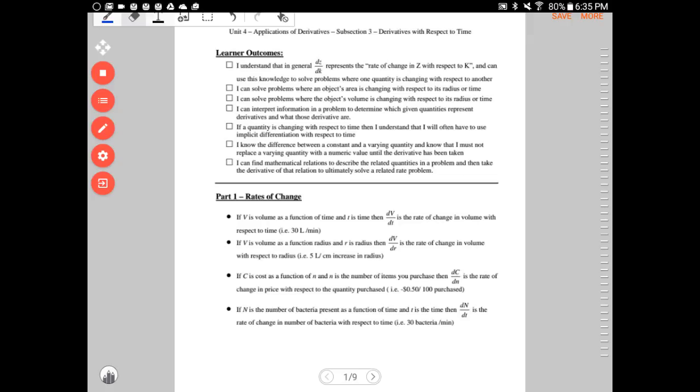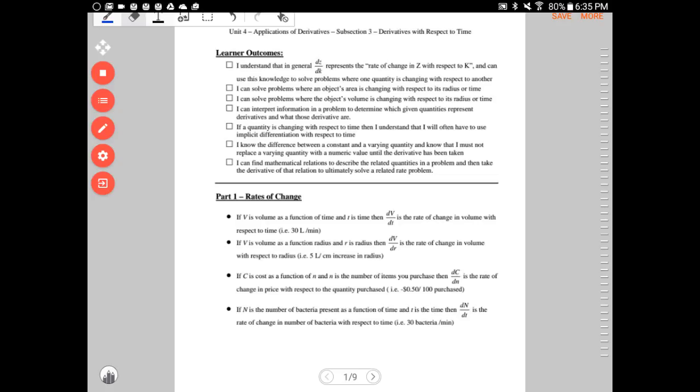If a quantity is changing with respect to time, then I understand that I will often have to use implicit differentiation with respect to time. So implicit differentiation is going to be huge for this section. I know the difference between a constant and a varying quantity, and know I must not replace a varying quantity with a numeric value until the derivative has been taken. We're going to spend a lot of time on that in section 2 and 3.